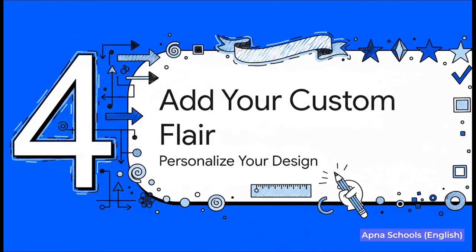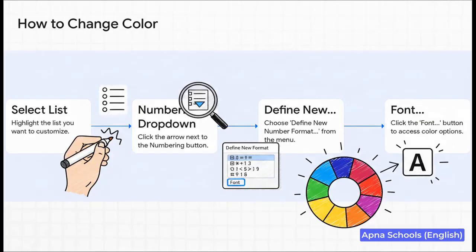Okay, now that you've totally mastered the structure, let's add that final layer of polish. We're going to make your lists not just functional, but also visually appealing by customizing their design to match your document's style. Now, this might sound a little complicated, but it's really just a few quick clicks. You select your list, go into that Define New Number Format menu, and you'll find a button that says Font. That little button is your gateway to a whole world of customization, including color.